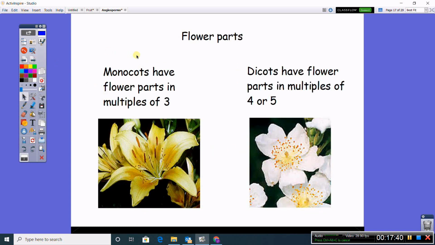Okay, and then flower parts. Monocots have flower parts in multiples of 3. Dicots have flower parts in multiples of 4 or 5, so that's really nothing new for you.